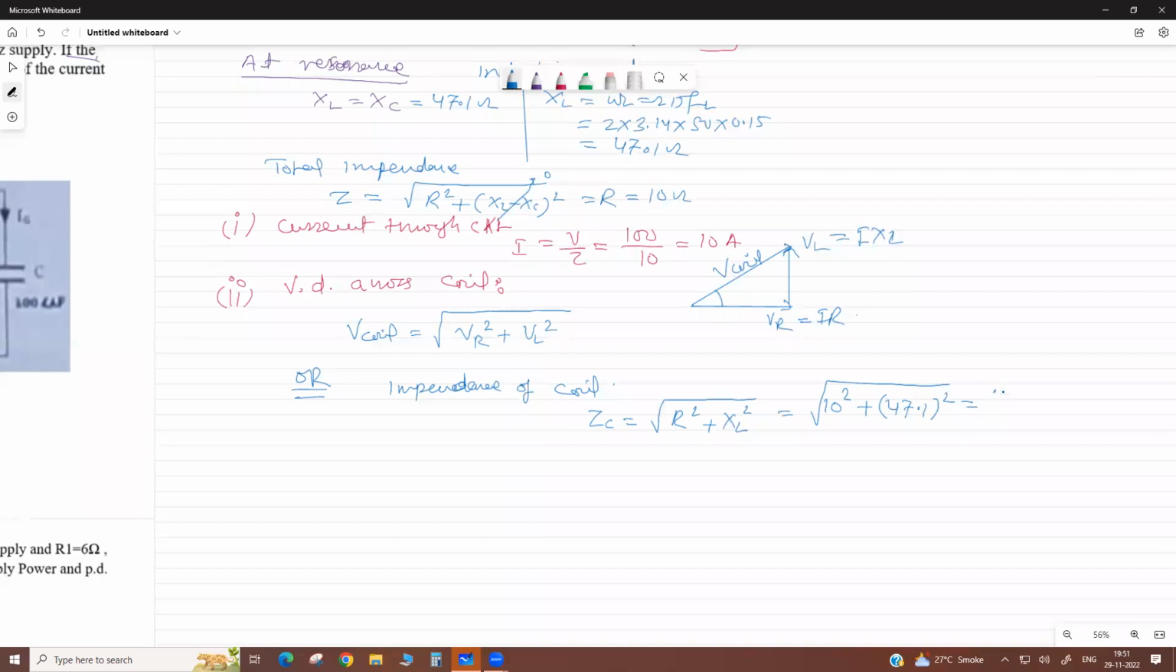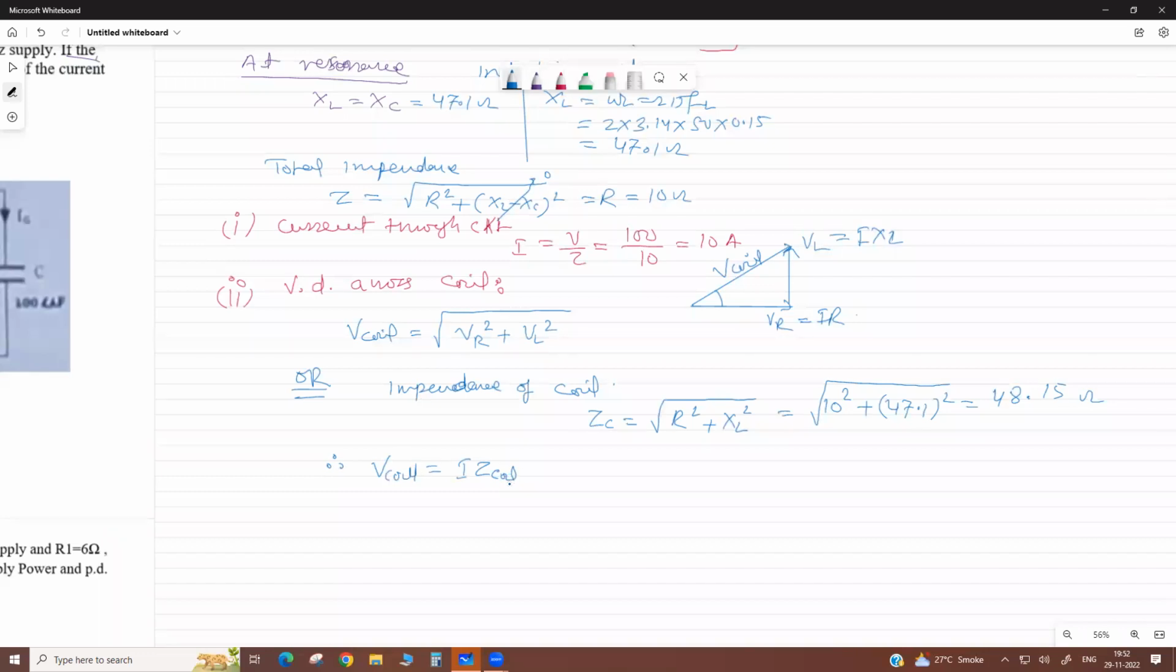It comes 48.15. Very good. 1.5 we can write that. 1.5 ohm. Now, therefore, VD, voltage drop, that is I Z of coil. Drop across coil, that is V coil.